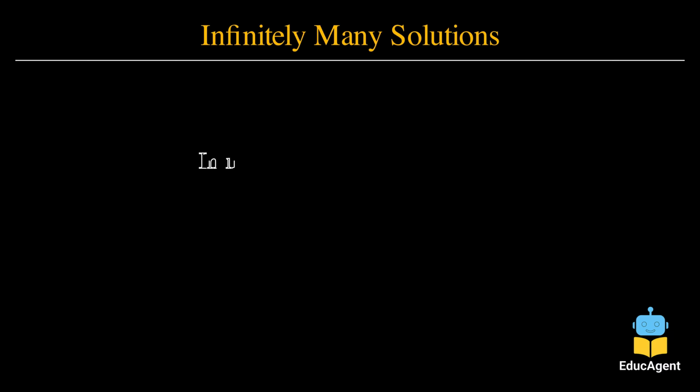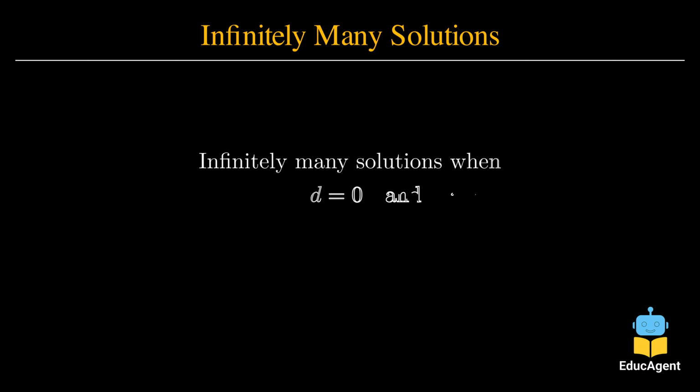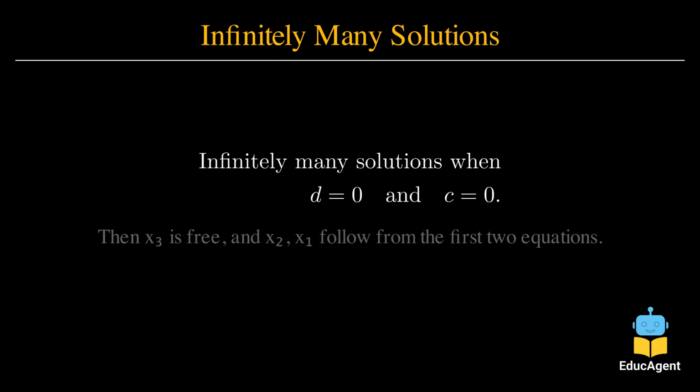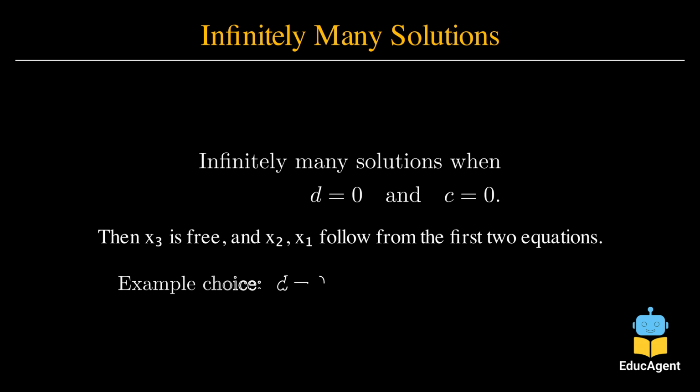To get infinitely many solutions, we want the pivot to disappear, but without contradiction. That means D equals 0, and also C equals 0, turning the last equation into 0 equals 0. With no restriction on x3, we can choose any value for x3, then solve uniquely for x2, then x1. A free variable means infinitely many solutions. So a simple example is D equals 0 and C equals 0. Again, A and B can be anything.